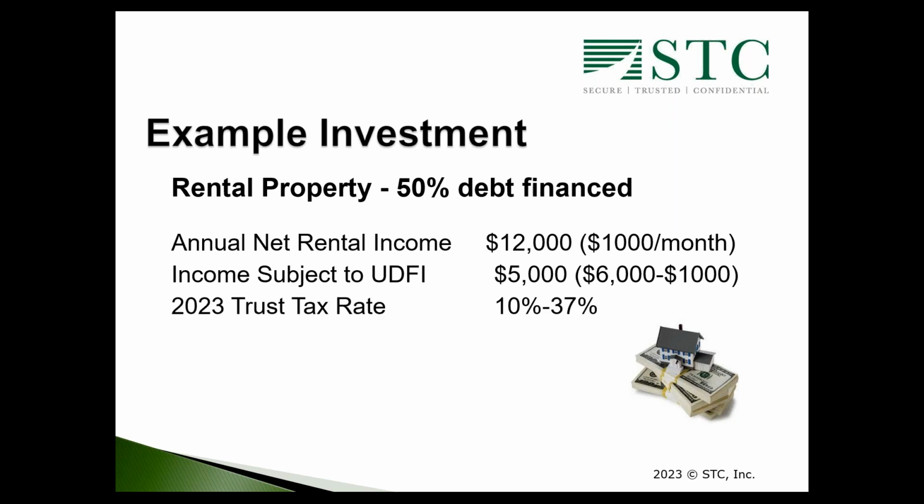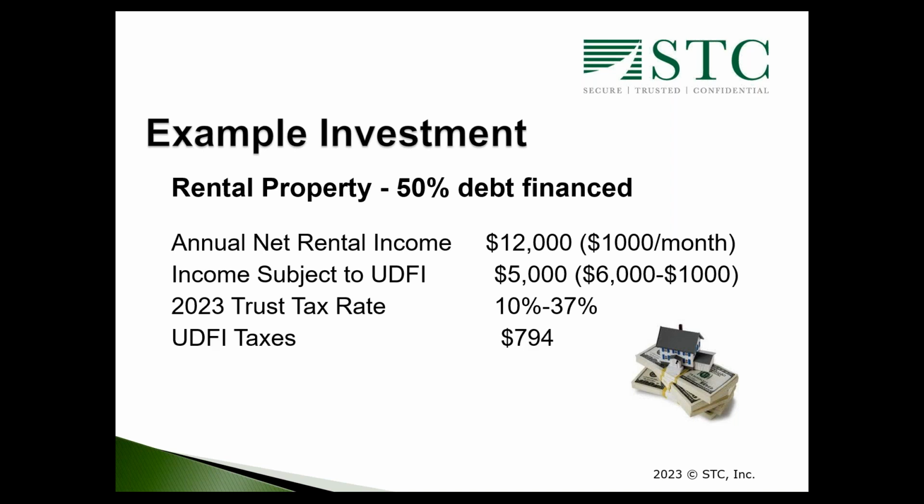Now let's look at what that tax is. For 2023, and it's always taxable at the trust tax rate. That's the rate that the IRS says applies to retirement plans. It's the trust tax rate. And the trust tax rate is a graduated rate. It's from 10 to 37%.